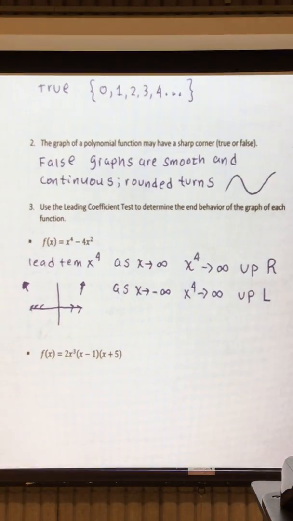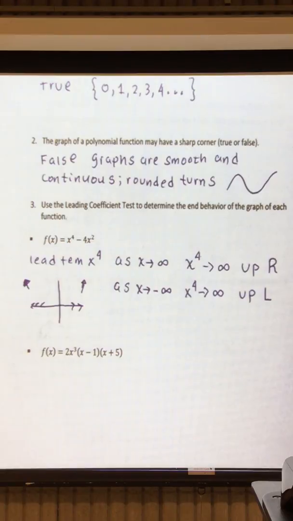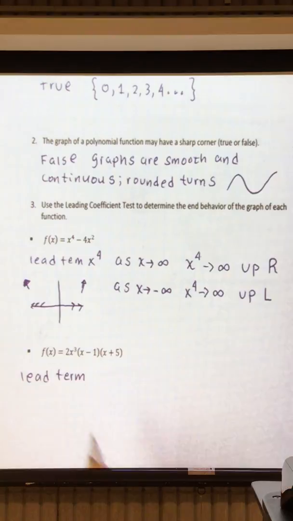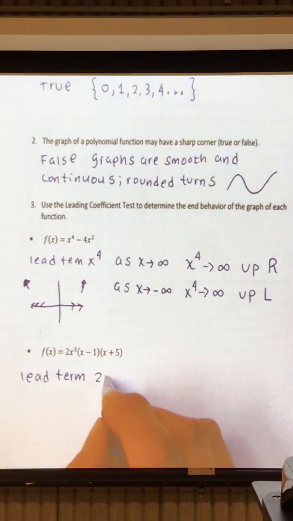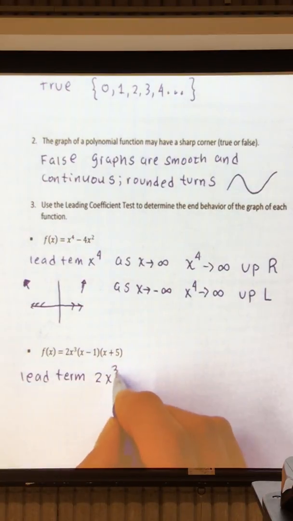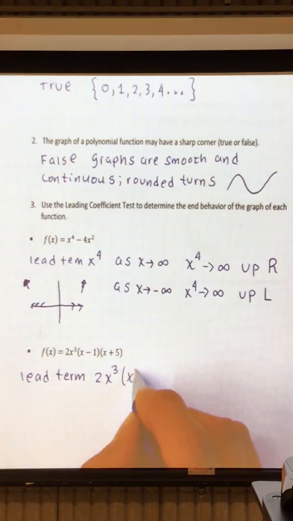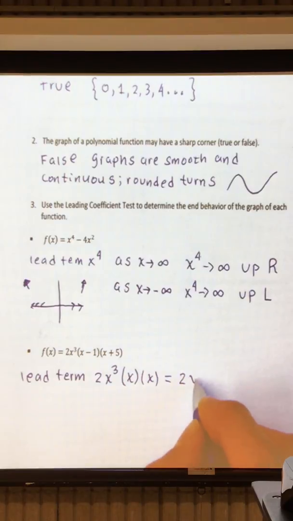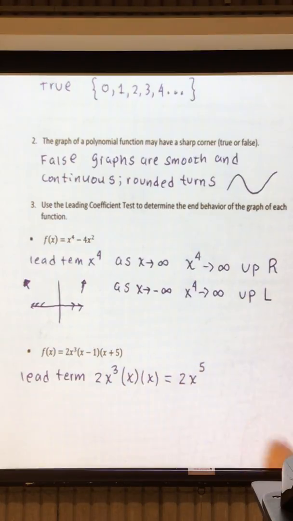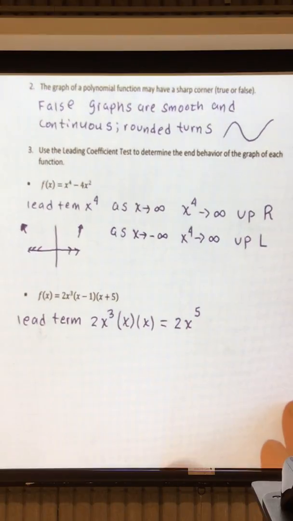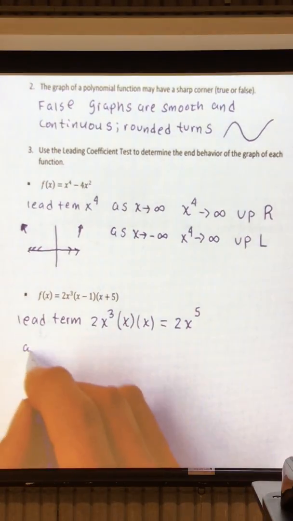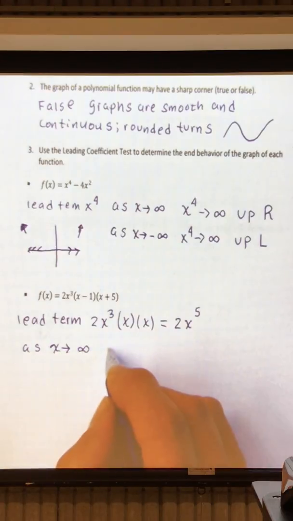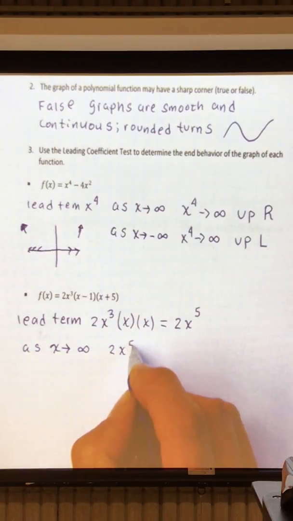Let's do the same thing, but for a different function. Here the lead term is a little more difficult to see. We could multiply out the entire function, but we don't need to. We simply take each factor and look at the highest degree term that occurs in each of these factors and multiply that together using rules of exponents, getting 2x to the 5th power. Now we apply the same reasoning as before. What happens as x approaches a very large number and grows? What happens to 2x to the 5th?